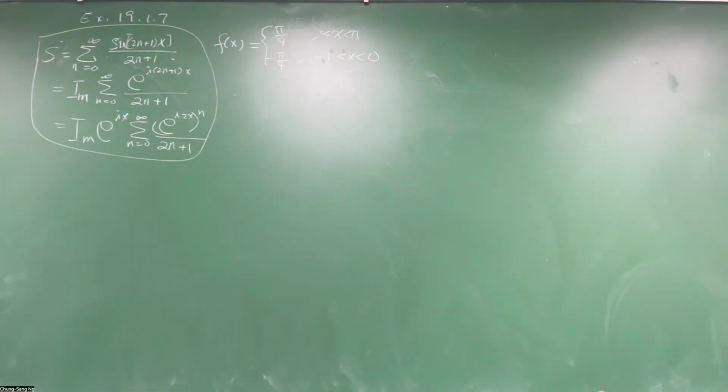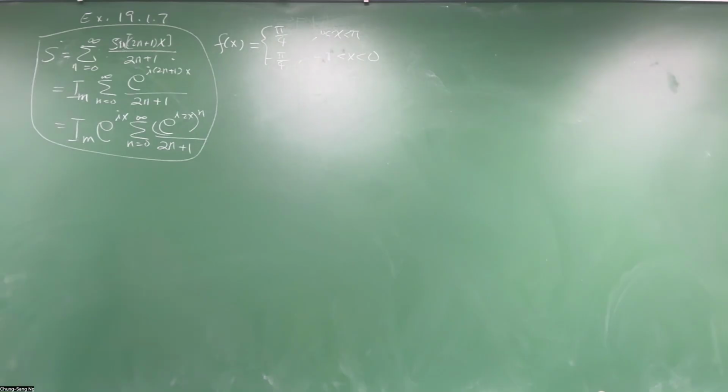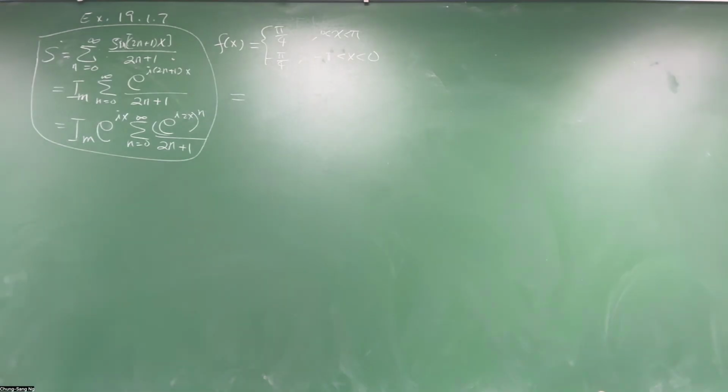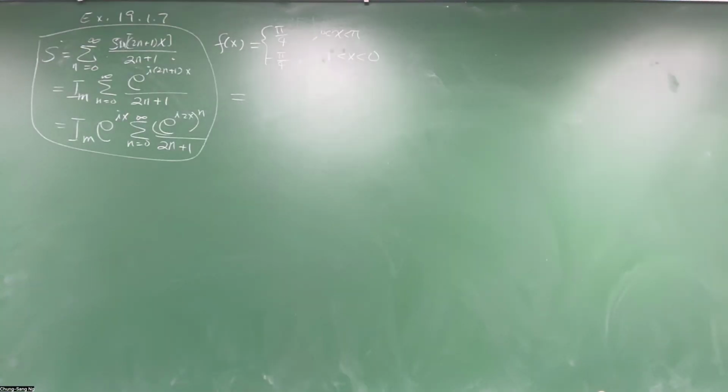And this is an anti-symmetric odd function. So you can use the Fourier sine series, right? As a Fourier sine series, I think the form is, the only thing is I think it's square root of 2 over pi. Fourier sine series. Right?